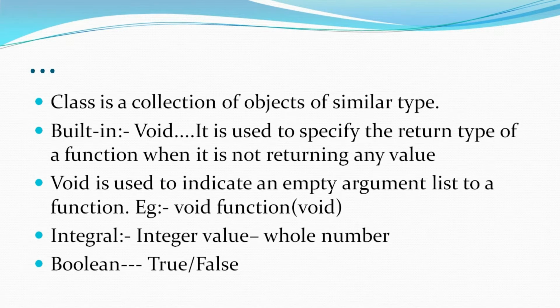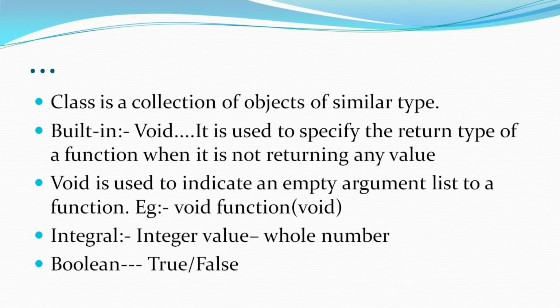Class is a collection of objects of similar type. Built-in, as I discussed with you, void: it is used to specify the return type of a function when it is not returning any value. Void is used to indicate an empty argument list to a function. That is, void is the data type of any function whose argument list contains nothing, so we'll point it as void.